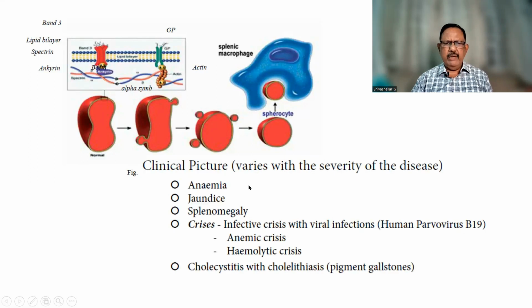Patient can present with anemia, jaundice, splenomegaly, and there are some crises, anemic crisis and hemolytic crisis. Cholecystitis is important. This can be given as a history. Pigmented gallstones are present in spherocytosis.